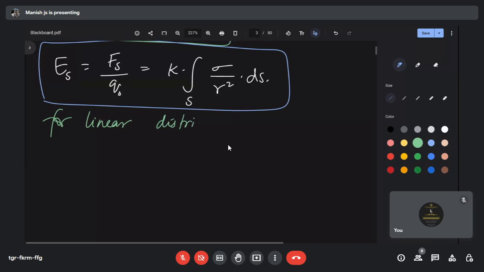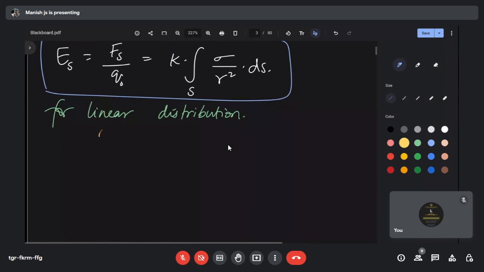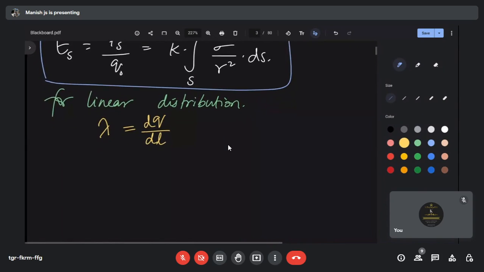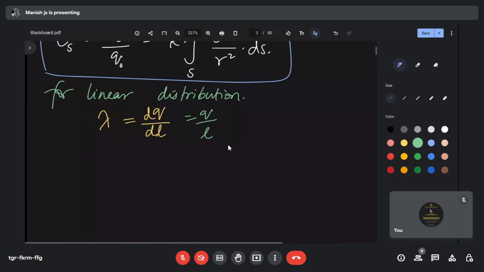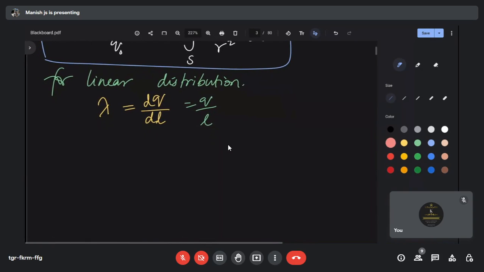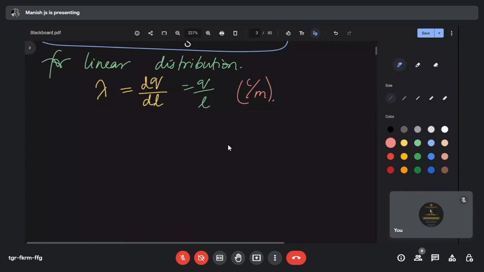So linear distribution, how do we represent? For linear distribution, we represent using lambda, where lambda is equal to dq upon dl, charge per unit length, or just q upon l, both are same. So this is for linear charge distribution. Obviously the SI unit would be coulombs per meter for this.